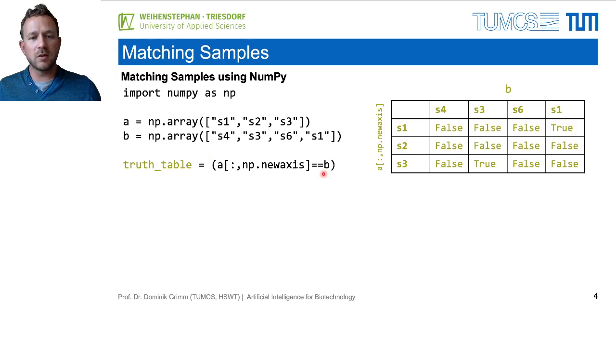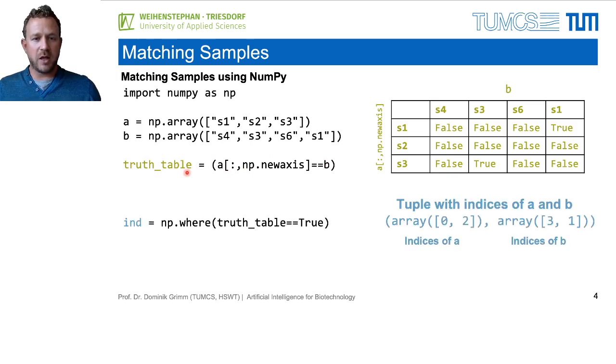So we store here, for example, this truth array in an additional variable, and then we could use a function in NumPy that's called np.where. This function returns indices wherever this truth table is equal to true. So within the parentheses, we have the truth table from before, and we say, give me all the indices for the rows and the columns where we can find a true value.